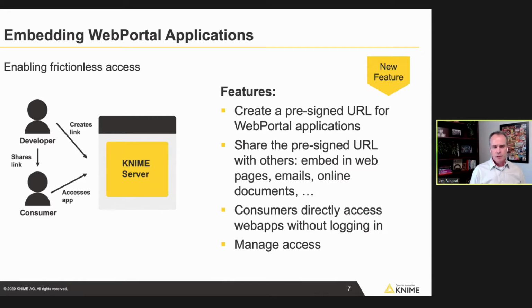All right, speaking of creating links for a web portal application and sharing them, one thing that we heard users say is that, okay, I shared this with a business user, they click on the link, but then they have to log in and it gets a little confusing. So we created the capability to embed a web portal application in other applications. In other words, you can create a pre-signed URL for a web portal application. You can share that with people through email or online documents. You can embed it in a web app, like within an iframe. And the great thing about that is when someone consumes it, they click on that URL, they go directly to that page and they're able to interact with the web application without having to sign in.